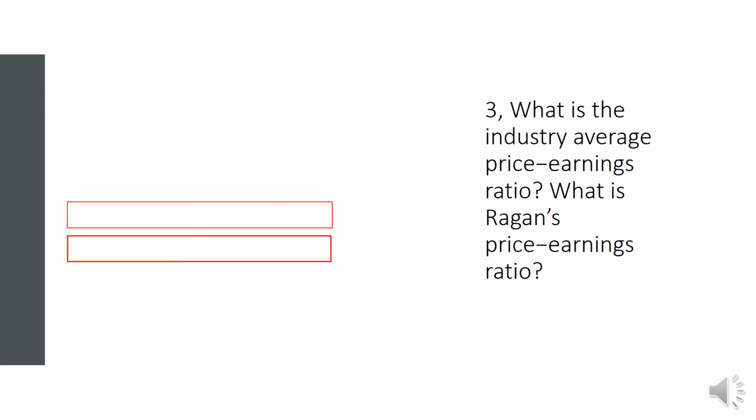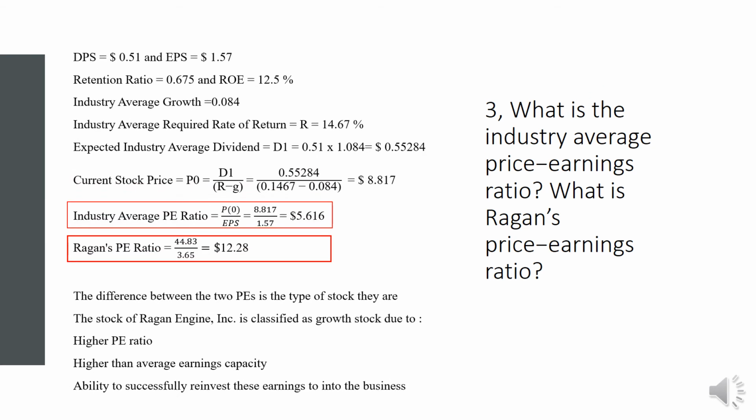So the third question is, what is the industry average price earnings ratio and what is the Ragan price earnings ratio? In order to calculate the PE ratio, we must know the stock price and also the EPS, earnings per share. Firstly, we calculate the industry average PE ratio. Because we have a new EPS for the industry, which is 1.57, and also the industry average growth of 8.4%, we have to recalculate the current stock price for the industry, which is equal to $8.817.